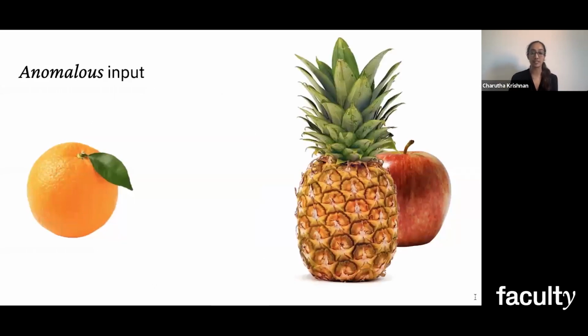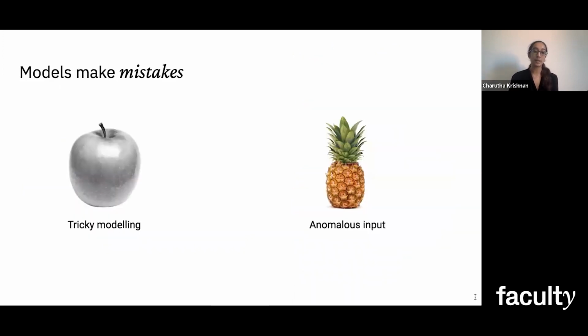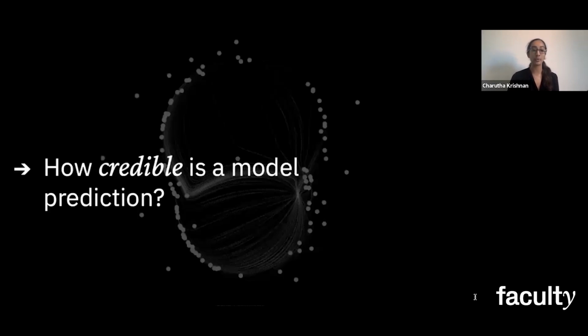Another problem is if you give it something completely different to what it's seen before. So if you give it a pineapple, it has to predict something, so it says it's an apple. So models can make mistakes because of either tricky modeling or anomalous input. And we want to know how much to trust a particular model prediction.